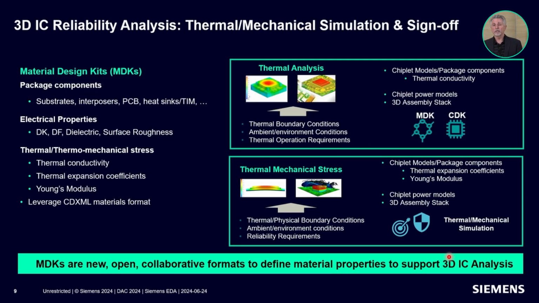So, reliability analysis. This includes primarily thermal analysis that I mentioned earlier and thermal mechanical stress. So here, the material design kits will include the information necessary for that. You need that for each of the components: the substrates, the interposer, PCB could even be included, TIM materials. So the electrical properties would be defined here for signal integrity analysis. For thermal analysis, you need to worry about thermal conductivity, Young's modulus, and all of this stuff. So that's how these design kits are used in what we call the reliability analysis.